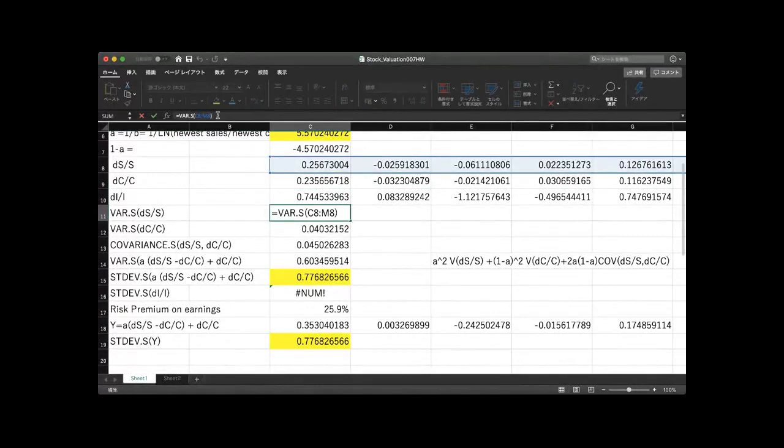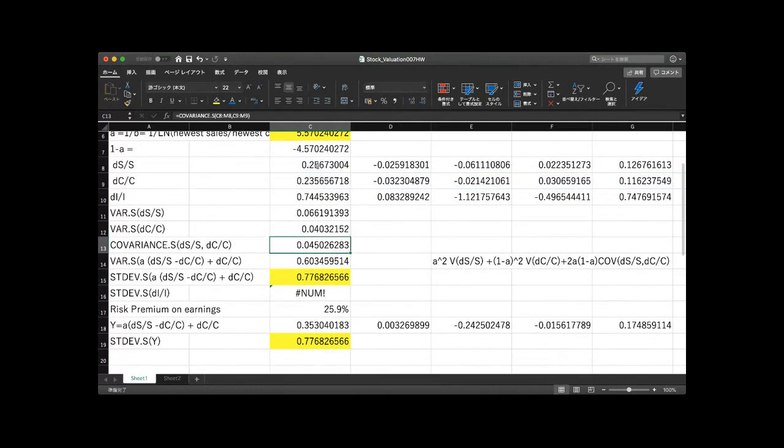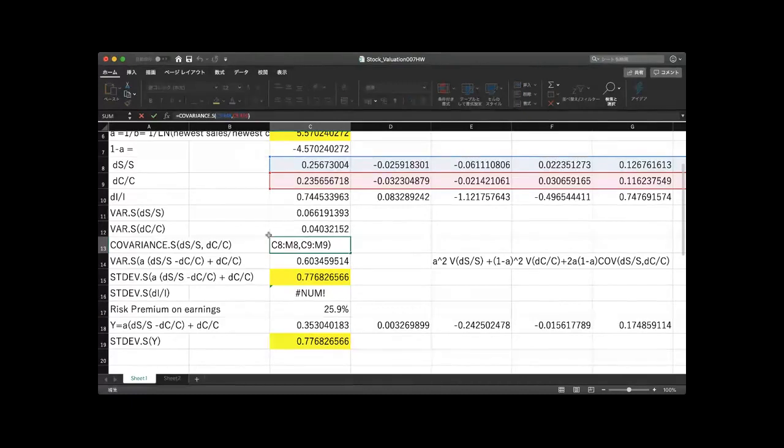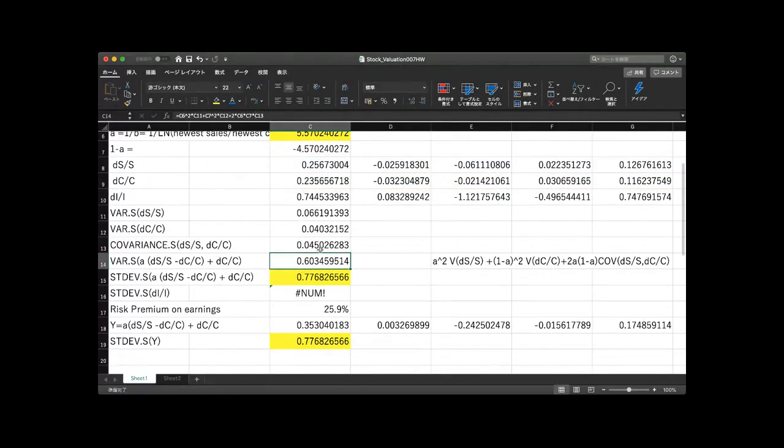This one is the sample variance of sales growth. And this one is the sample variance of the growth rate of costs. And COVARIANCE.S is the sample covariance between sales growth and cost growth. The function is COVARIANCE.S, which is fairly easy to calculate. It's an Excel sheet function.